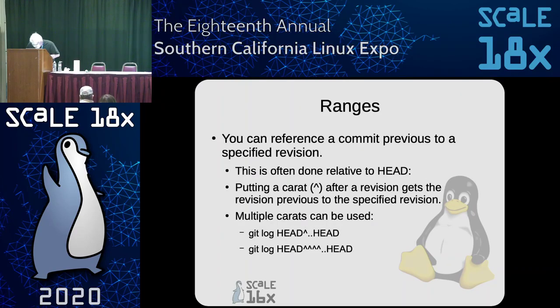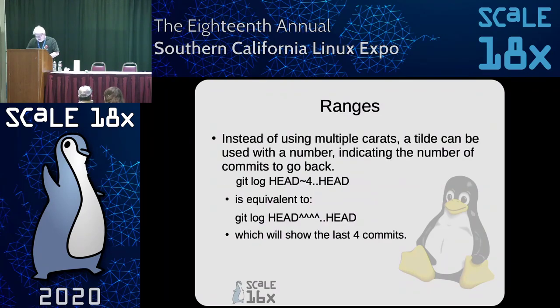You can also reference a commit previous to a specified revision. Usually this is just done using HEAD. So for example, putting a caret after a revision gets the revision previous to the specified revision. So if you do git log HEAD^..HEAD, that basically shows the most recent commit. And you can use multiple carets to go even further back in time. So git log HEAD^^^^..HEAD gets you the last 4 commits.